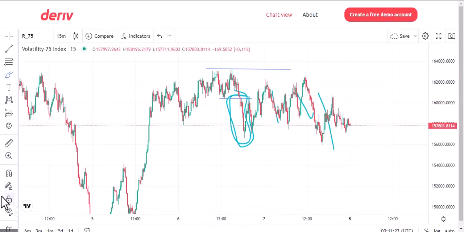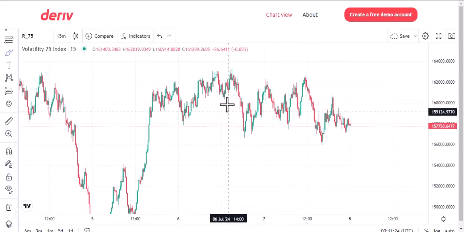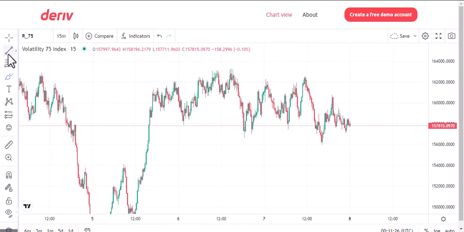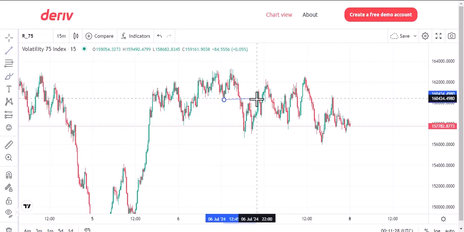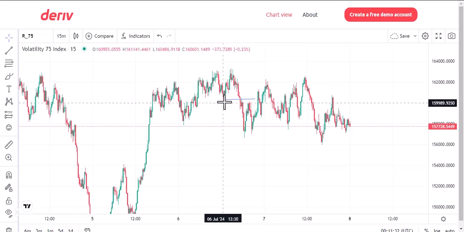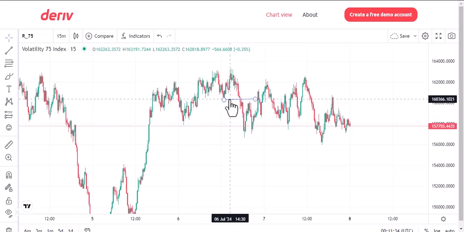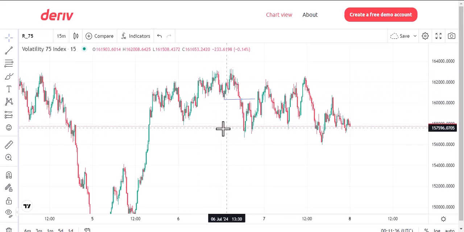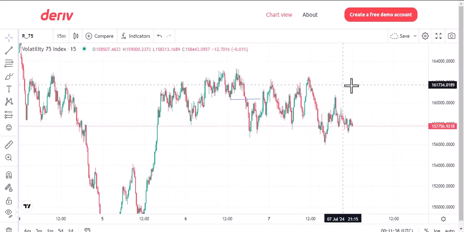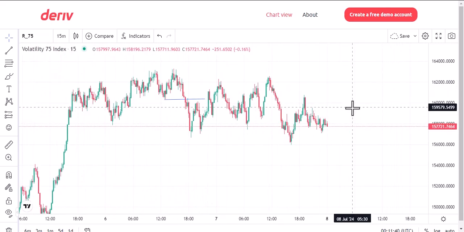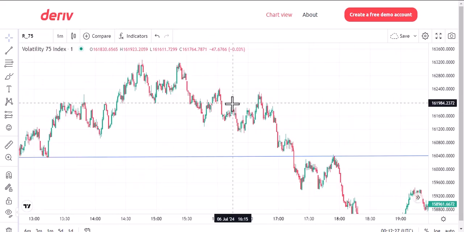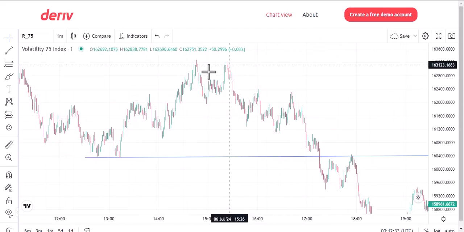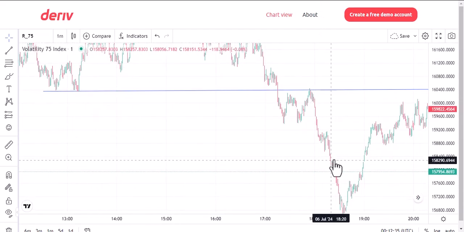So let's go to the M1 and try to see how we could have taken advantage of this break on the M1. So this is the break on the M15. Let's go and see it from the M1 and try to identify a trade opportunity or a way to get involved. From what you are seeing on the M1 here, you can clearly see that we have a market structure that is going down from here up to down here.